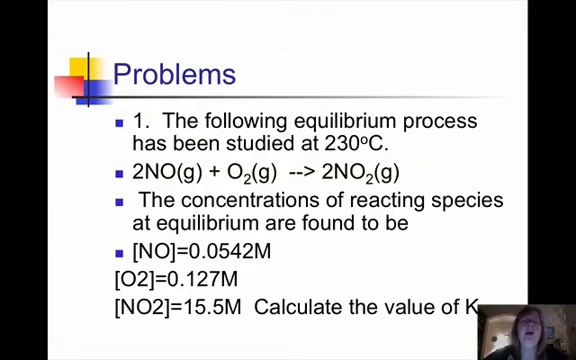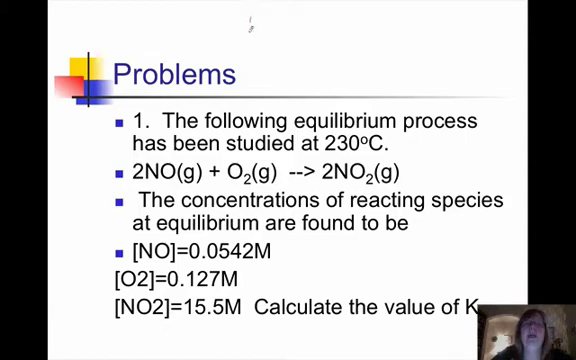The following equilibrium process has been studied at 230 degrees Celsius, and they give you a balanced equation. Again, remember, whenever you're talking about an equilibrium reaction, they'll give you a balanced equation and a temperature. The value of K changes with temperature, and we'll see how in a later video. The concentrations of the reacting species at equilibrium are found to be... Now that's important. They're giving you the concentrations at equilibrium, and so you're able to plug the concentrations into the K expression. You have to be at equilibrium in order to plug those concentrations in.